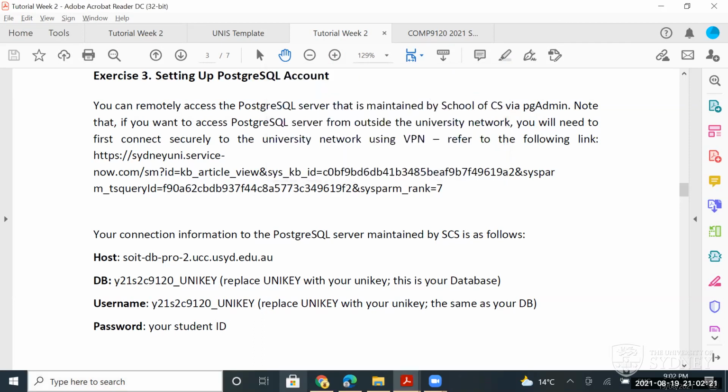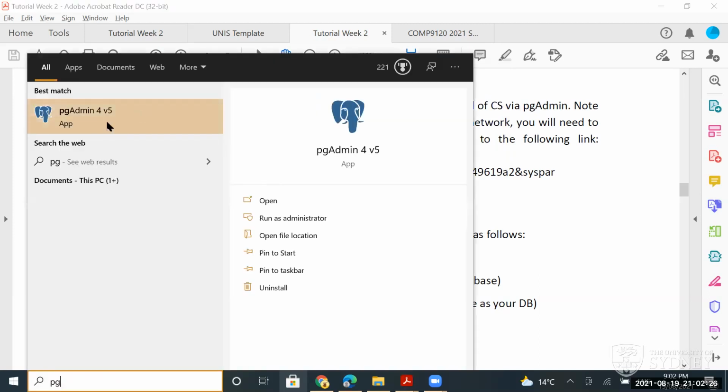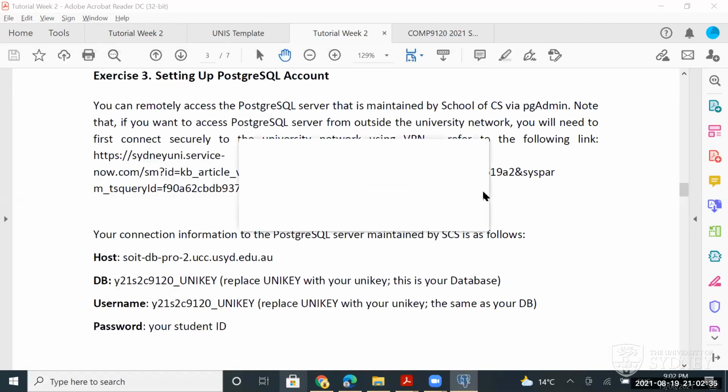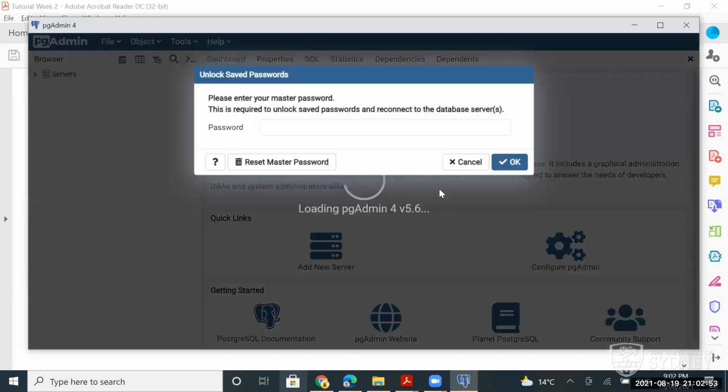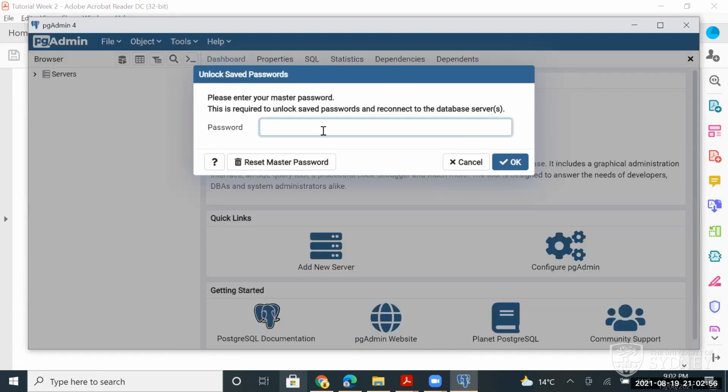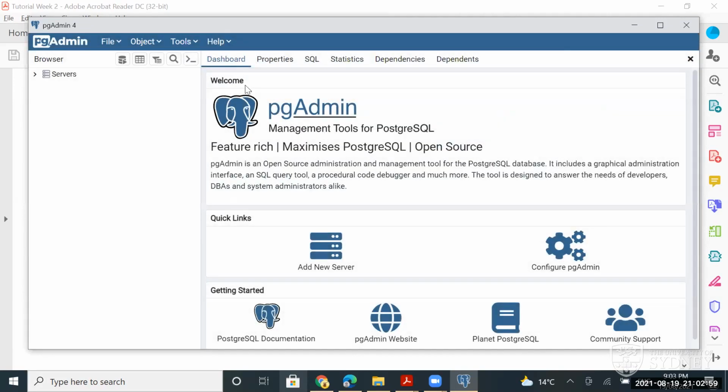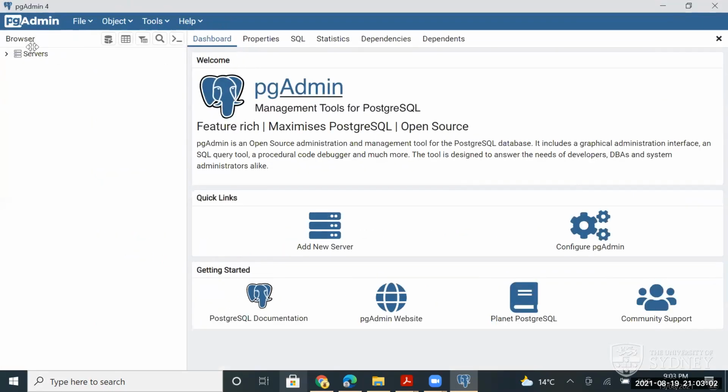Once you're connected, then you can open your pgAdmin. Okay, pgAdmin. You should all have installed the pgAdmin tools from week 1, from last week. So open this up. That VPN basically allows us to securely connect to the university network, as I said. And then enter your master password if your database has a master password. Okay, so I am now on pgAdmin 4.